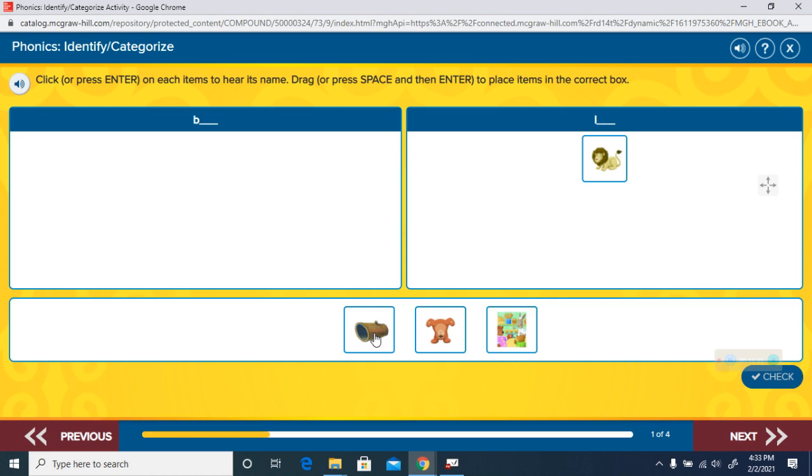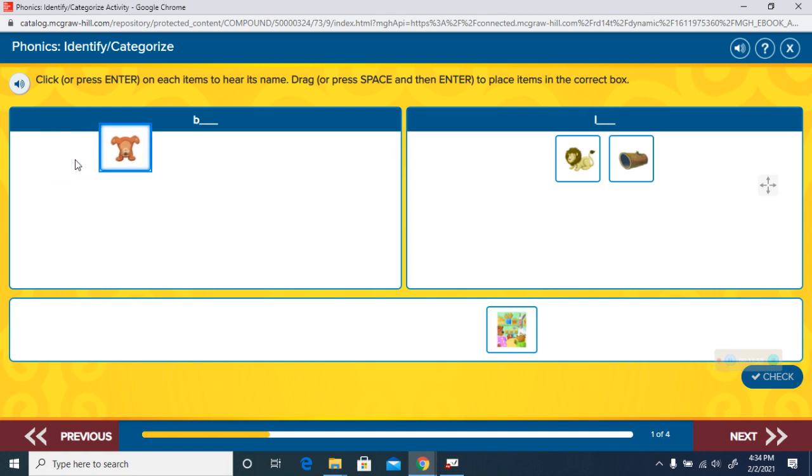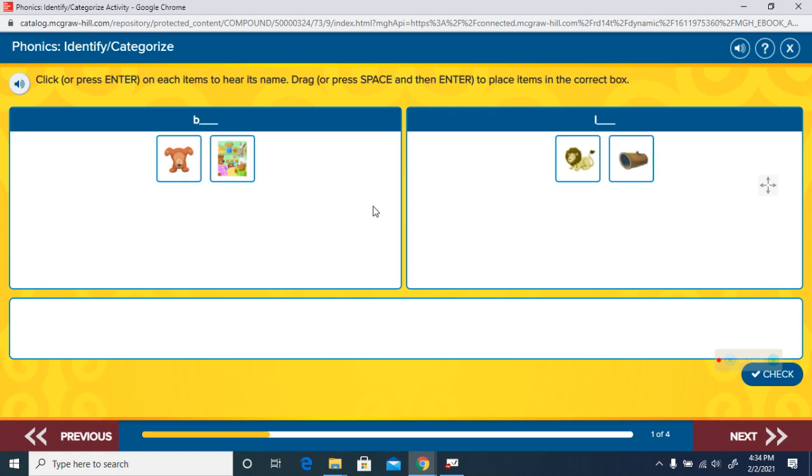Look at this next one. Log. Which one does log begin with? A B or L? Log begins with L. So we're putting it over there. Bell. Which sound does bell begin with? A B or L? Bell begins with B. We are putting it on this side. Bakery. Does bakery begin with a B or L? Bakery begins with a B. So we put it over here.